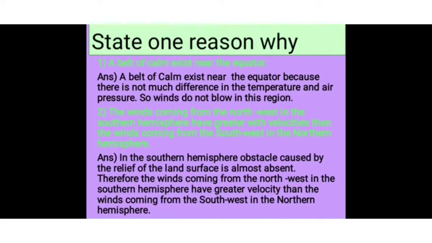Number 2. The winds coming from the northwest in the southern hemisphere have greater velocities than the winds coming from the southwest in the northern hemisphere. Answer: in the southern hemisphere, obstacles caused by the relief of the land surface are almost absent. Therefore, the winds coming from the northwest in the southern hemisphere have greater velocity than the winds coming from the southwest in the northern hemisphere.